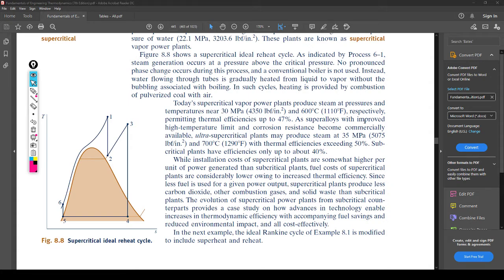So essentially what you're getting out of this, I know this is a lot, is increased efficiency. So right here, 47% is a supercritical plant now. Exceeding 50% would be with better alloys and higher corrosion-resistant materials in the turbines and everything. Subcritical, which are the ones that we are going to work with. These right here, this is just a novelty, right? We will not do any problems associated with supercritical plants.